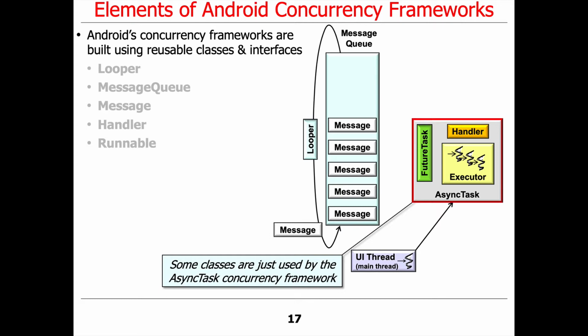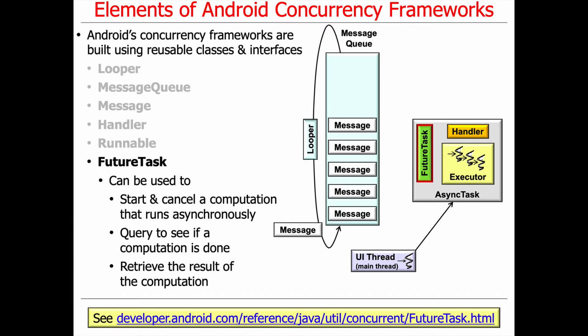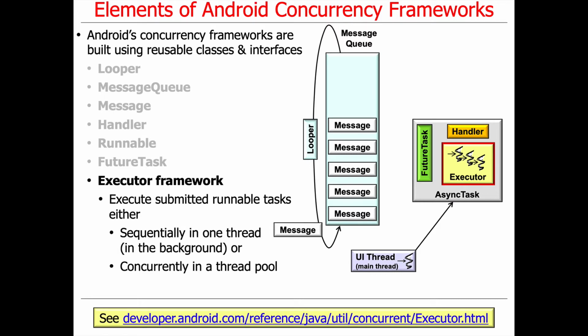There are also some additional classes that are used by the AsyncTask concurrency framework, in particular FutureTask. If you recall, we talked about FutureTask in a previous lesson earlier in the course. And FutureTask can be used to start and cancel a computation that runs asynchronously, typically in a thread from a pool of threads. You can also query a FutureTask to see if a computation is done, which could be used to decide whether or not you want to cancel it. And you can also retrieve the result of the computation when it finishes. And there are various ways to do this, either by using get or by overriding the done hook method that we had talked about earlier.